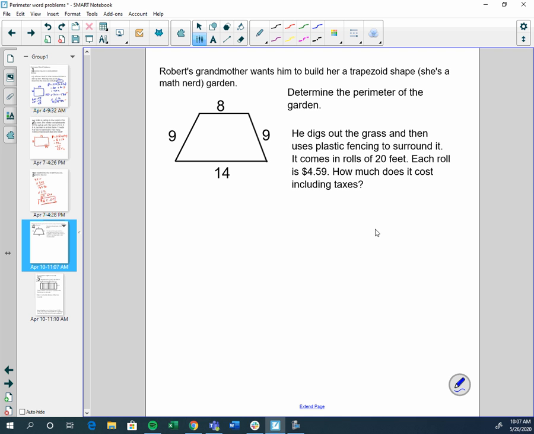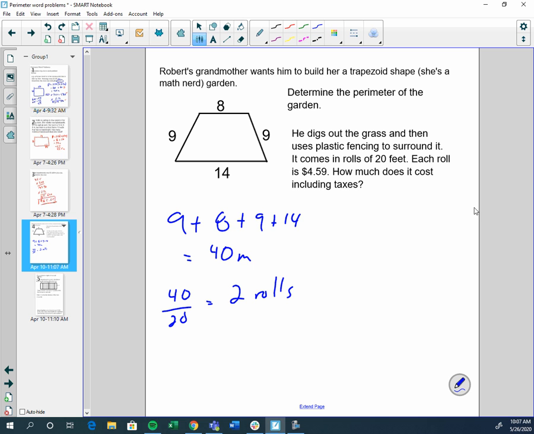Okay, so now we can't use our formula here. We're going to have to actually add up the sides. So it's going to be 9 plus 8 plus 9 plus 14, which is 40 meters. It comes in rolls of 20 feet. Oh, that's perfect. So we're going to have 40 divided by 20. We're going to need exactly 2 rolls.